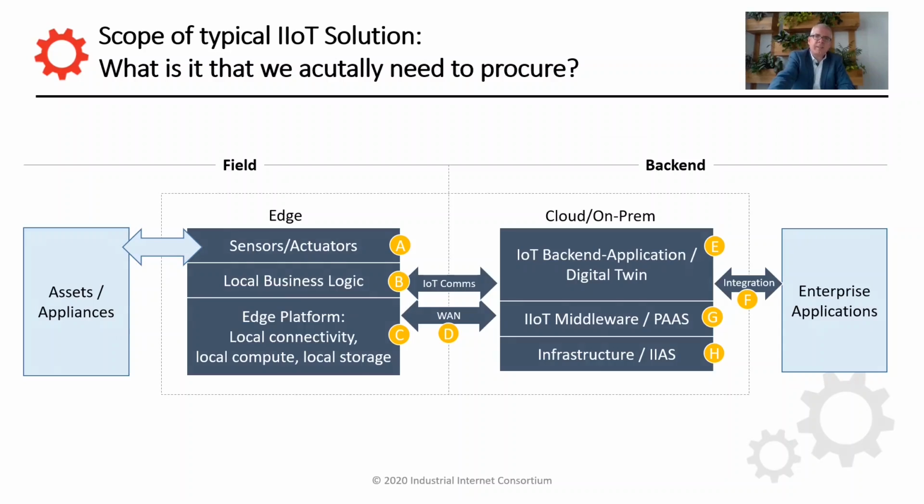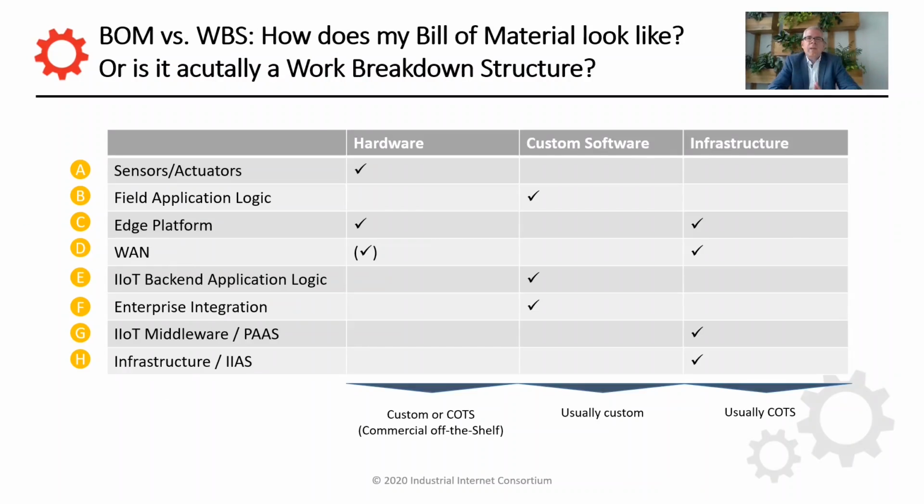So roughly speaking, A to H are the different components or elements or resources that you will have to acquire for your project. Okay, so now we have roughly defined the scope of our solution that we want to procure. The next step is to create a more refined bill of material of all the different things that we need to acquire. Or is it actually a bill of material? Is it more a project where we have a work breakdown structure? In IoT, it's probably going to be a little bit of both.